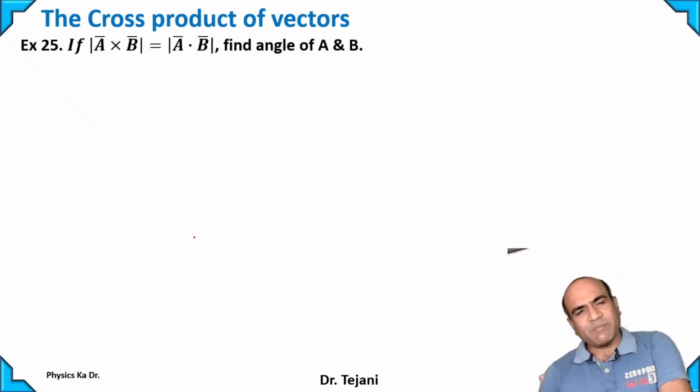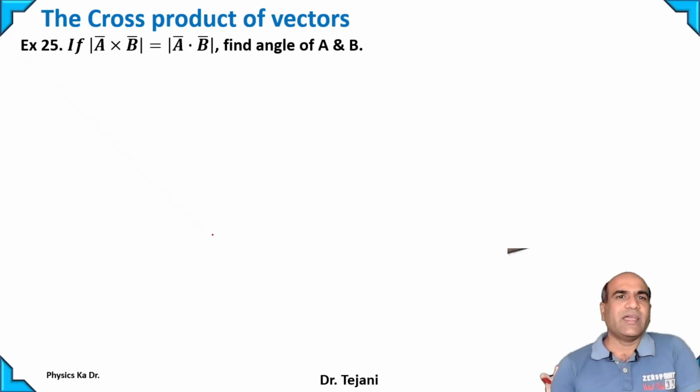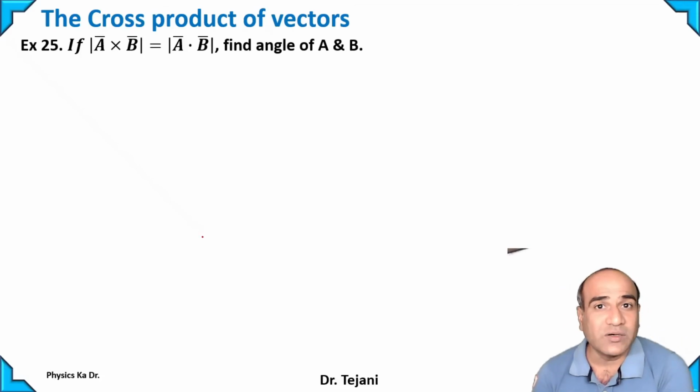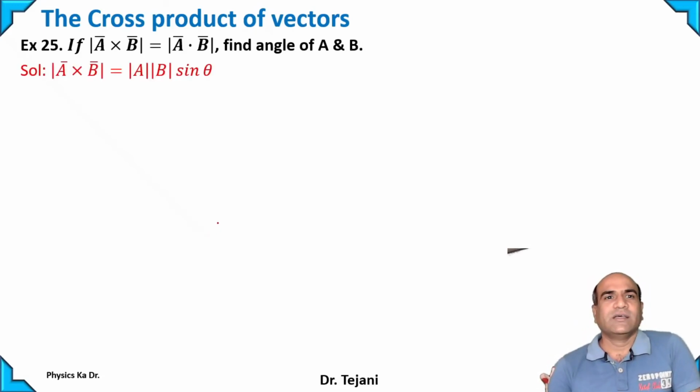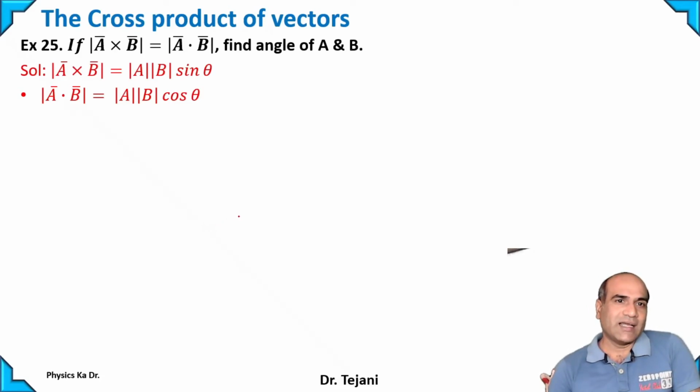And then example number 25, here A cross B is equal to A dot B. You may ask, is it possible? Yes, of course it is possible. Let's solve this. Do we know A cross B? Yes, A cross B is equal to AB sine theta, and A dot B is equal to AB cos theta.